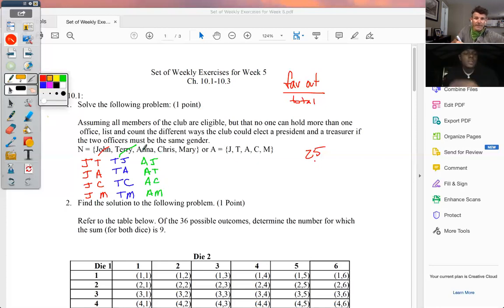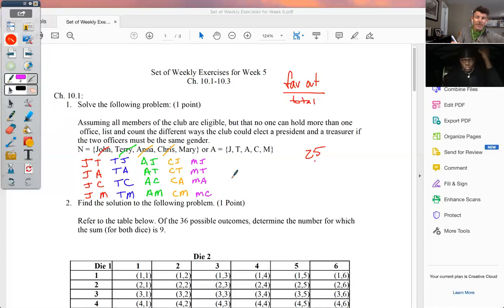Okay. And then, so Anna's done. So now who's president? Chris. Okay, so Chris and who? John. Chris and Mary. Chris and Anna. Good job. And then Chris and Mary. Good job. And then one more, right? Mary president. John, good job. Mary and Terry. Mary and Anna. And Mary and Chris. Sweet. There's our sample space.